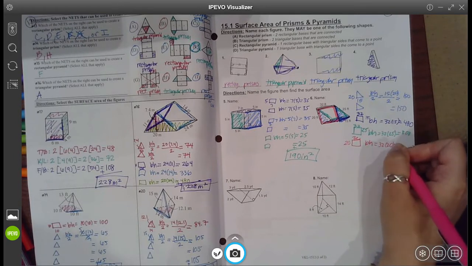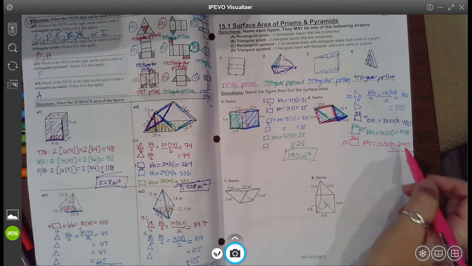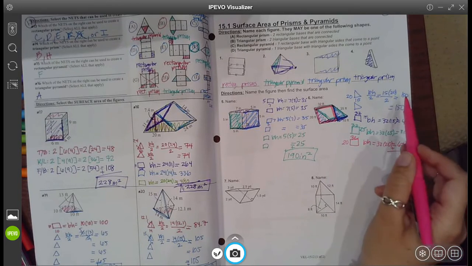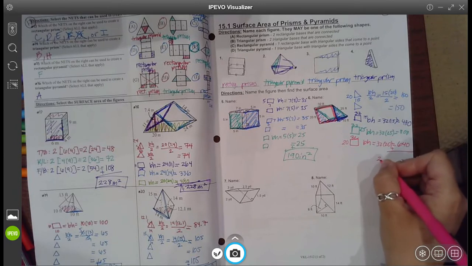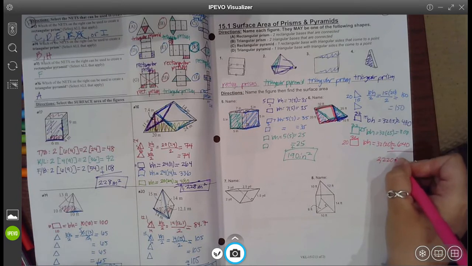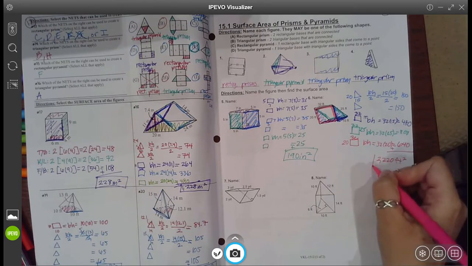Go ahead and multiply those, and 32 times 20 is 640. Type all that into your calculator. The 3 rectangles plus the 2 triangles, and you get 2,220 feet squared. Okay.